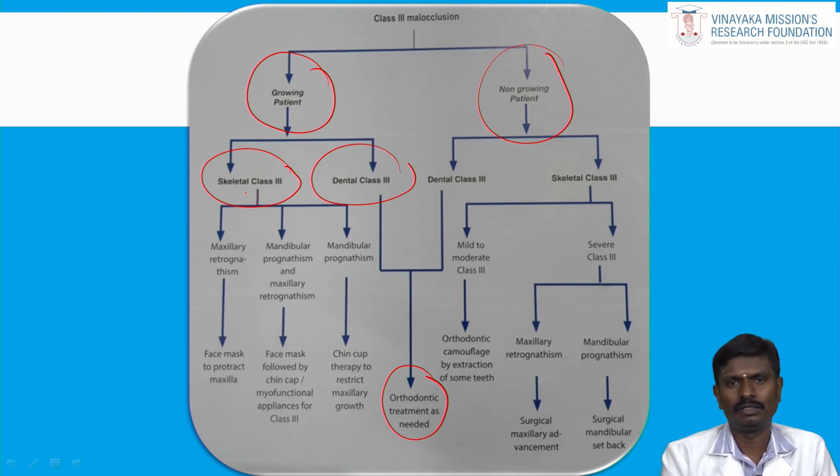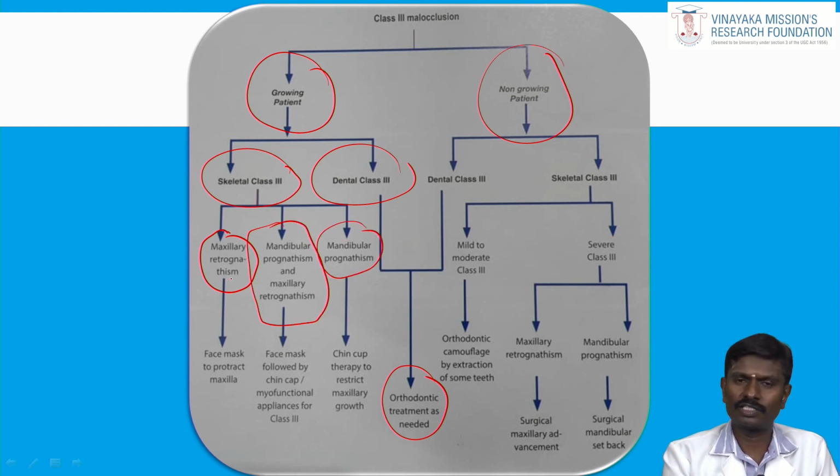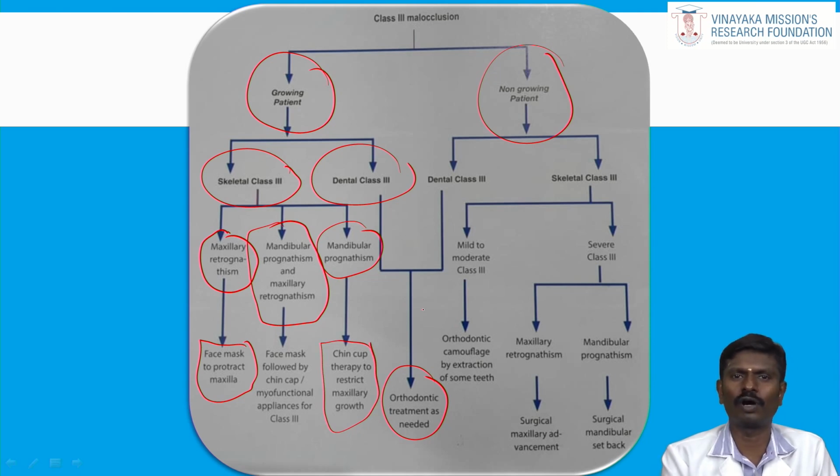If the patient is skeletal, we have to see whether the maxilla is at fault, or the mandible is at fault, or a combination of both. If the maxilla is at fault, the maxilla might be retrognathic, so you have to bring the maxilla forward with the help of a protraction face mask. If the mandible is at fault, we have to resist the mandible by giving a chin cup. If you resist the mandible, the maxilla will grow forward and catch up with the mandible. If you have both mandibular prognathism and maxillary retrognathism, you have to give a face mask followed by a chin cup, or you can go for other myofunctional appliances like Frankel, with which you have to give a chin cup.